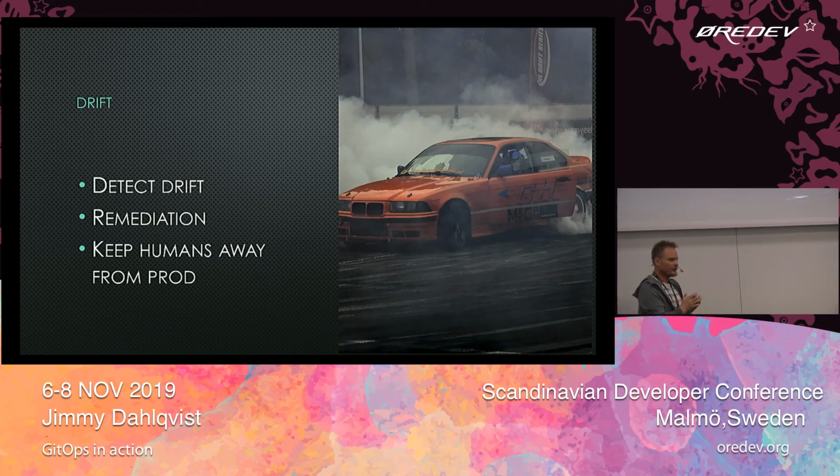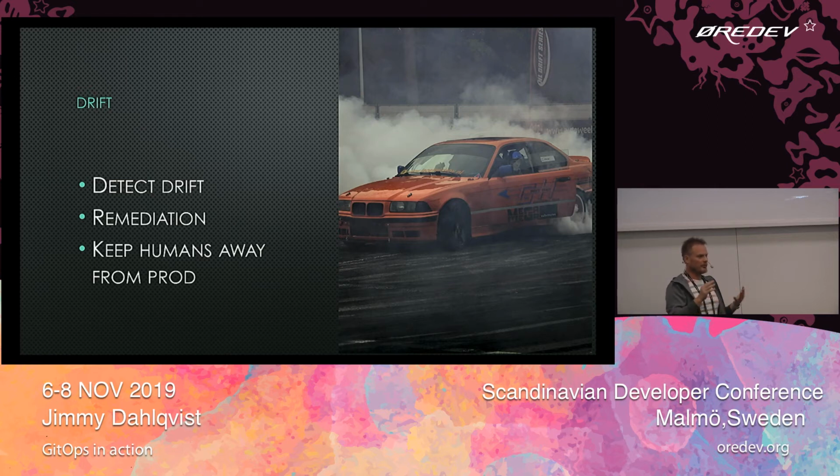What about drift? As I said, Git is a single source of truth. Git is the map. The picture you have in Git is what you have in production. But what if we start to drift? It will happen, definitely. It could be the deployment failing. It could be that you actually have someone going in doing a manual change by mistake or on purpose.